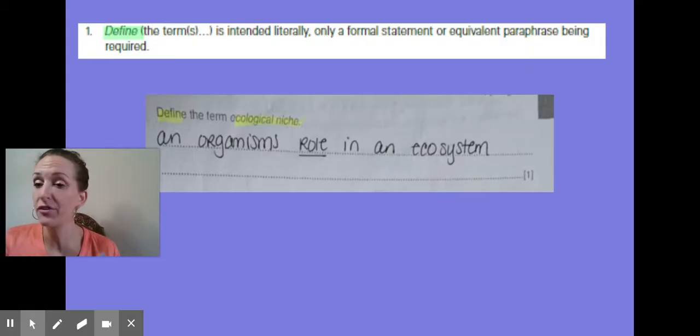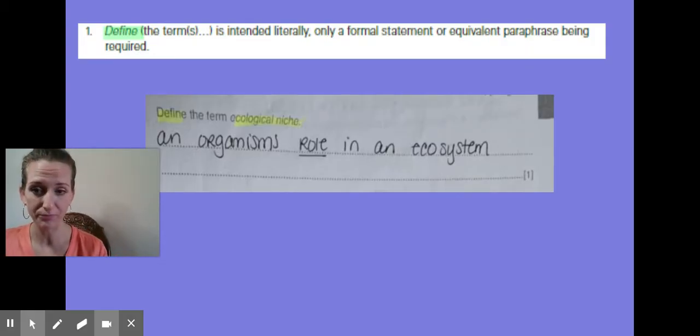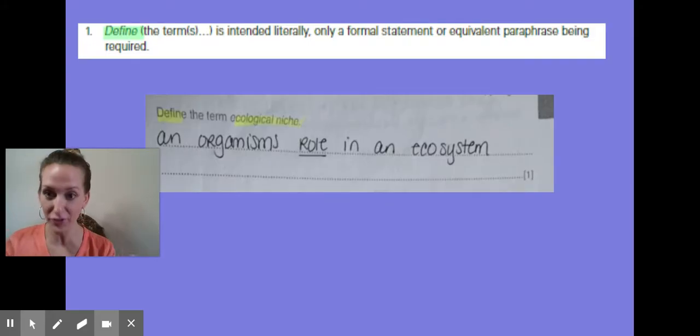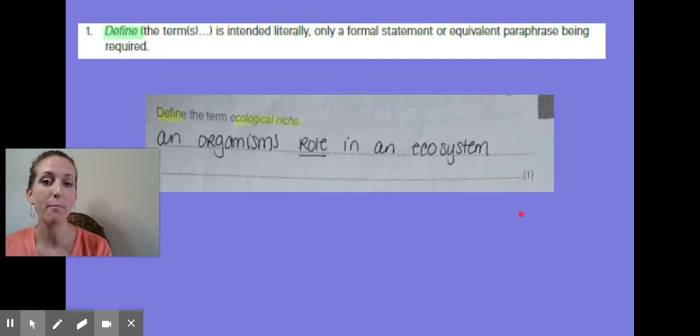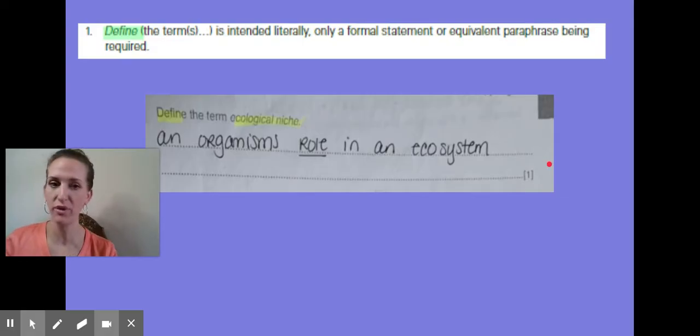You have to give a straight definition, but Cambridge is really picky about their definitions. To know how much of the definition you need to give, it'll tell you at the end here. Right here you see the amount of marks that this is worth. Marks is what they call it in Britain, but in America we would call them points. So this is worth 1 mark, so it's just the simple definition. It says define the term ecological niche, and this is going to be one of those words that you know by heart because they're so picky about it. It's an organism's role in its ecosystem, or an organism's role in its environment.